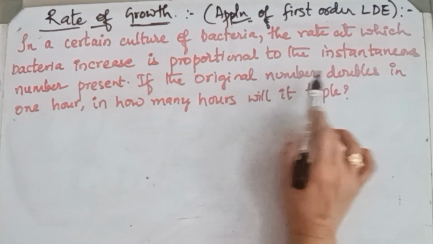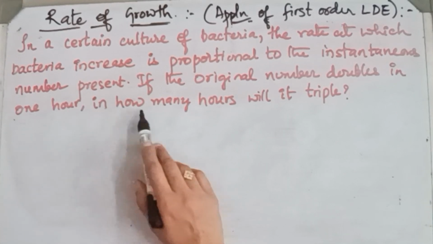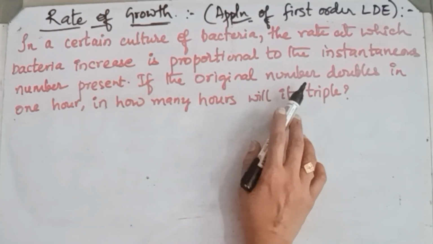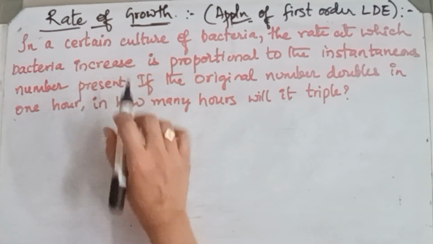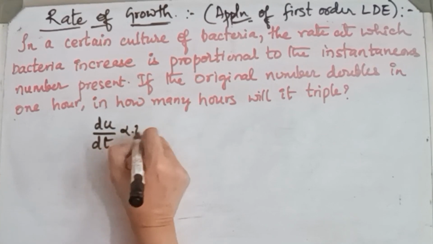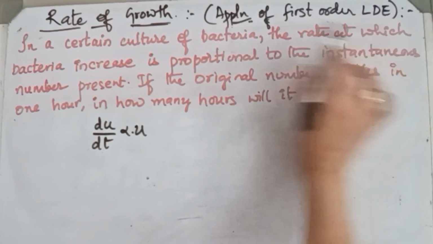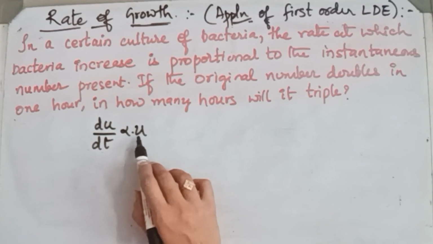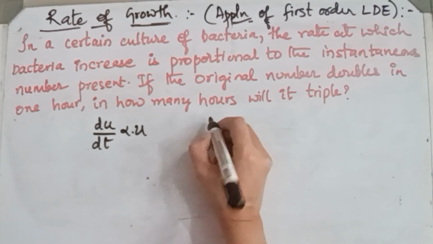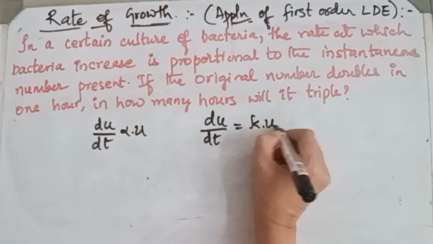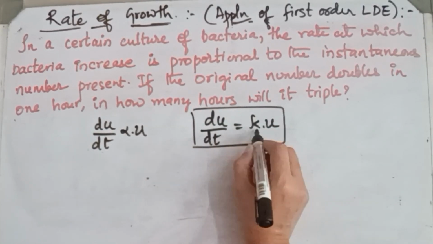If the original number doubles in 1 hour, in how many hours will it triple? This is the question. This question is regarding growth. Therefore, du by dt is directly proportional to u, because the rate at which bacteria increase is proportional to the number of bacteria present at that particular time. As it is growth, du by dt is equal to k into u, because that constant is positive.